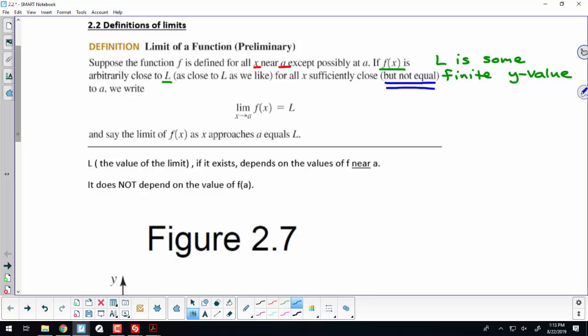So if that's the situation that's occurring, we write this symbol here, and this is read as the limit as x approaches A of f of x is equal to L.